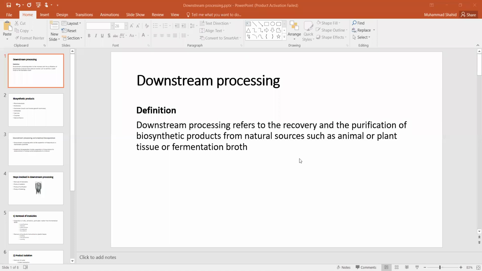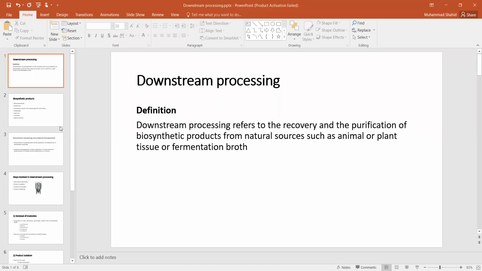Downstream processing refers to the recovery and purification of biosynthetic products from natural sources as well as animal and plant tissues or fermentation broth. So it means that downstream processing has two components. Either we are purifying our bioproducts from the fermentation broth or an artificial media, or we are purifying our desired products from natural sources like animal or plant tissues. This is also downstream processing, right?